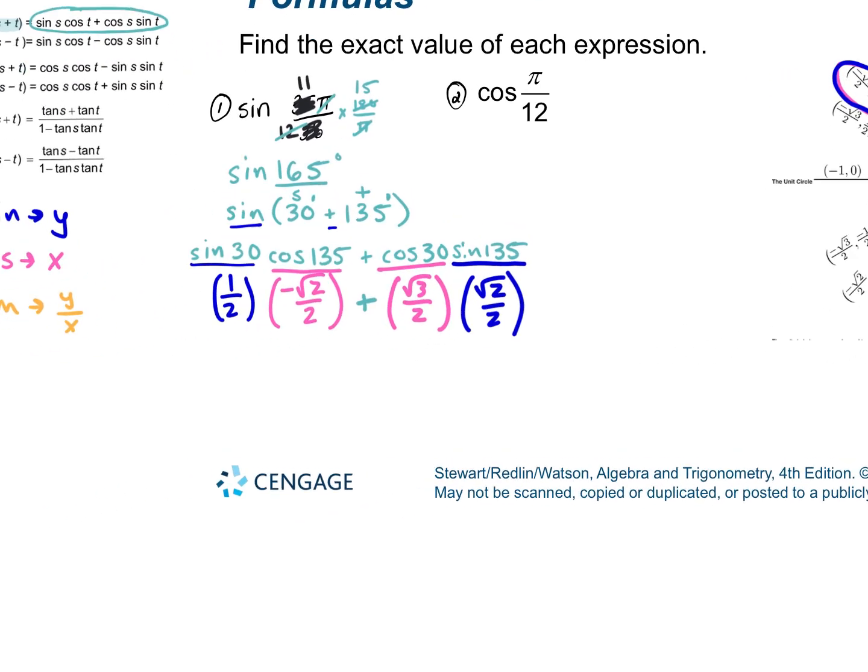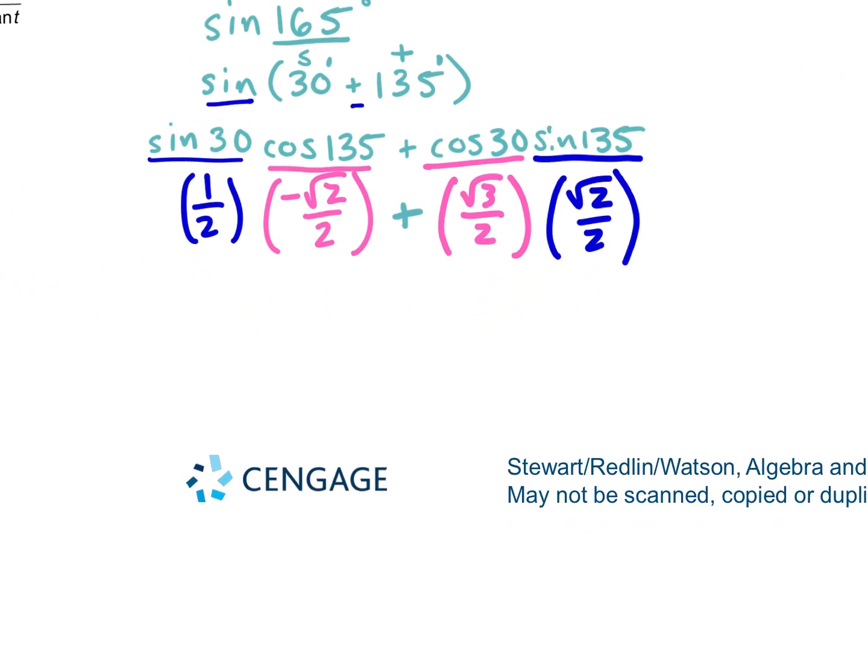Now we just want to multiply these and then add them together. So when we multiply, we're going to multiply straight across. So 1 times negative square root 2 would be negative square root 2. And what's 2 times 2? 4. What is square root 3 times square root 2? Square root 6. Awesome. We can multiply them together, but they stay under the square root, so square root 6. And then 2 times 2 is 4.